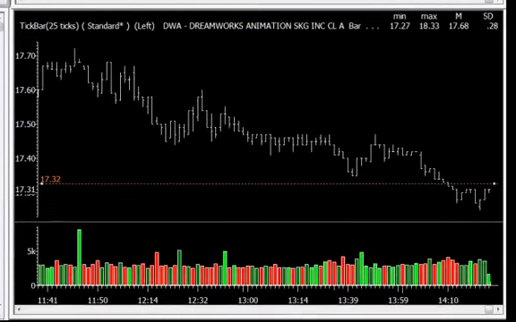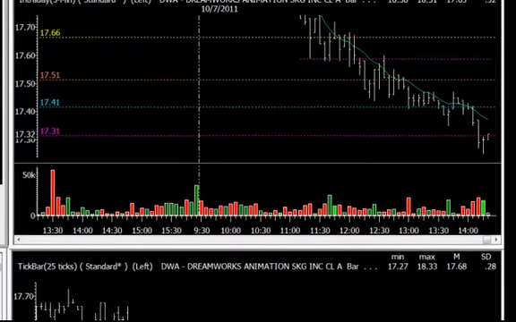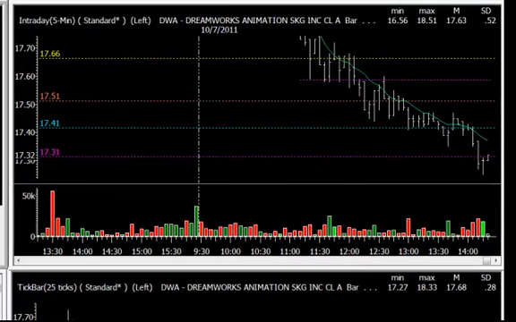$17.31. That's confirmed on a 25 tick chart as well, with support and resistance at $17.32. The reversal of two closes exit gets us out at $17.31. I am flat DWA. This was a trade that was managed using conditional orders and following the Around the Horn rulebook pretty precisely.